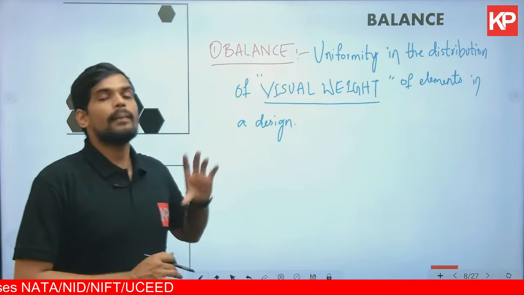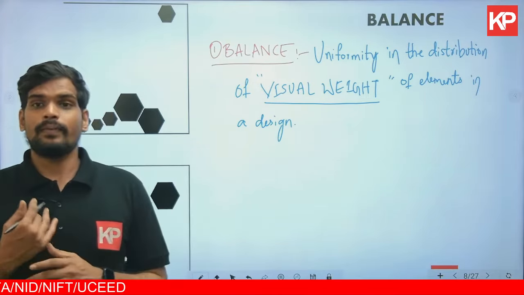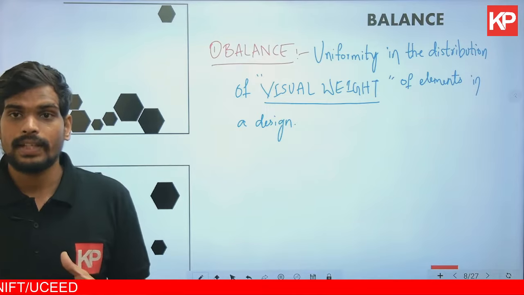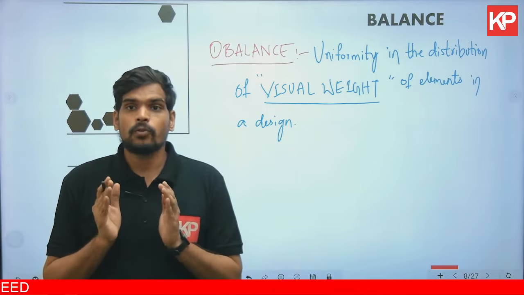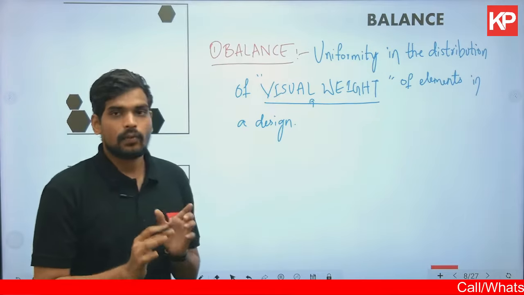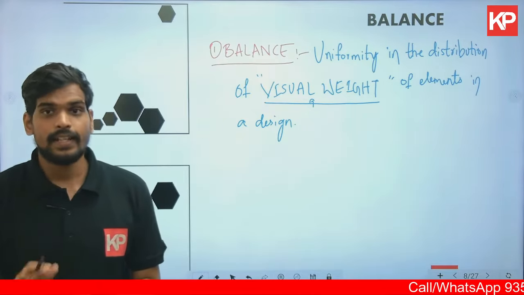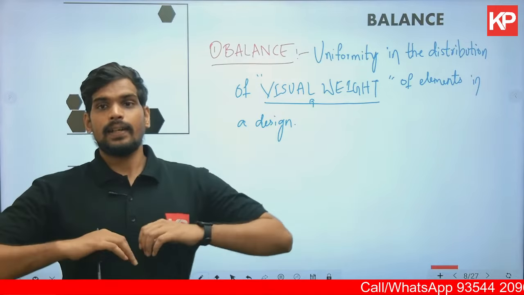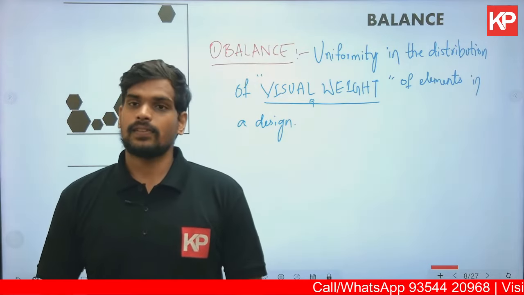Now what are we uniformly distributing? What do I mean by having uniformity in distribution? We are talking about the visual weight. So we will look into the term visual weight. This is the key term here. What is visual weight? We will look into those details in a while. But for now, understand that maintaining uniformity in the design is called balance.